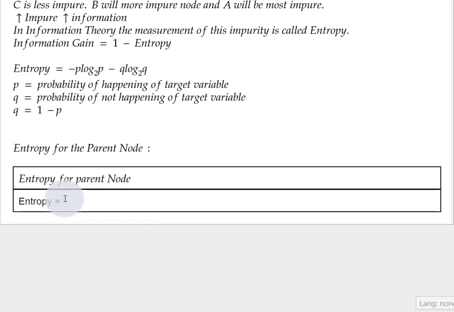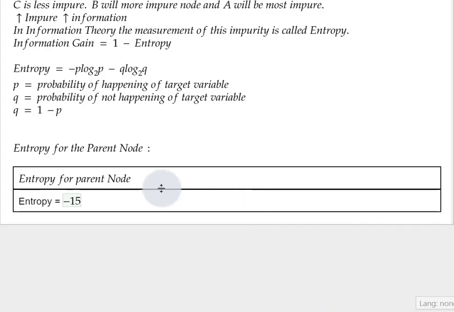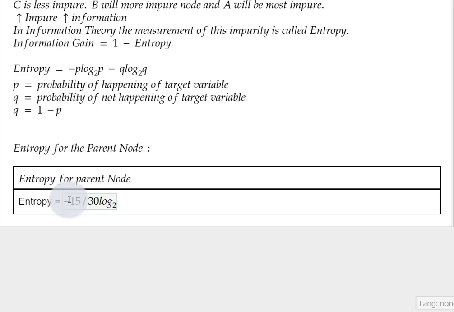okay, so minus p. How to calculate the probability of playing cricket over here? There are 15 students who play cricket for the parent node, right? And how many students are there in total? There are total 30 students over here. So it will be 15 by 30. So that will be the probability. And we have a minus over here. That's why I have given the minus over here. Then it will be log. The base will be 2, right?